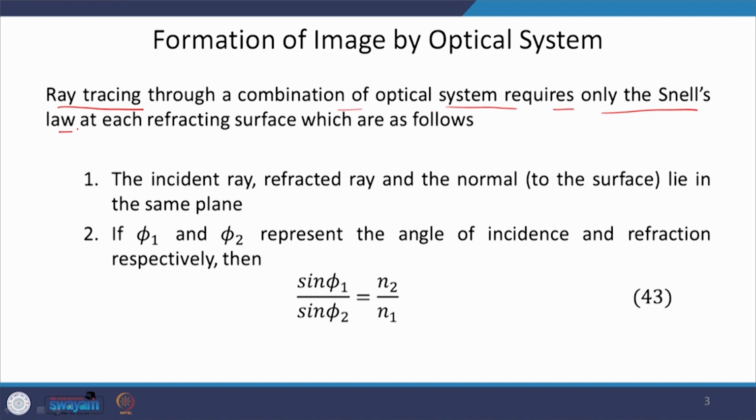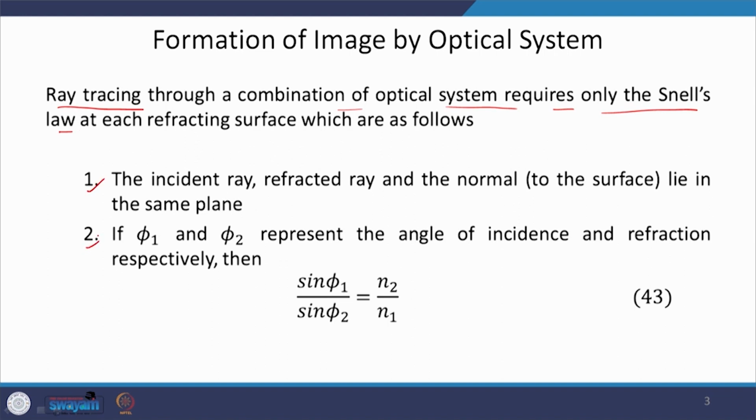Not only in different kinds of medium, if we have some optical system, suppose we have a lens, and we know how to implement Snell's law, then we can easily trace the ray through a single lens or through a combination of lenses. Everything would be very easy. But what is Snell's law? How does it help us in tracing the ray path? This is detailed here in point number 1 and point number 2.